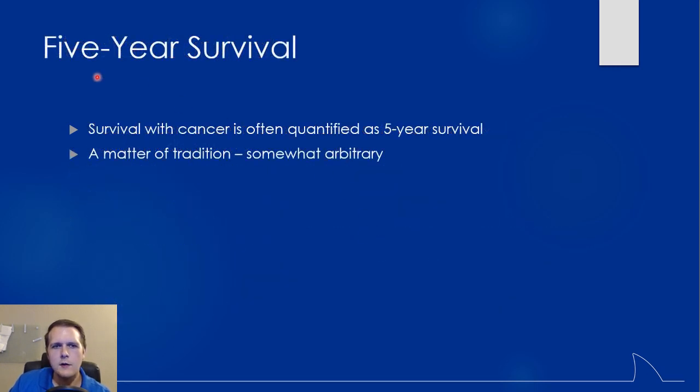Oftentimes, when you're dealing with things like cancer treatment, very frequently we'll talk about survival time in terms of 5 years. So you get a 5-year survival. Again, there's nothing special about that number. It's just more a matter of tradition, but it's something you'll hear pretty frequently. What was the 5-year survival for this particular treatment of this kind of cancer?